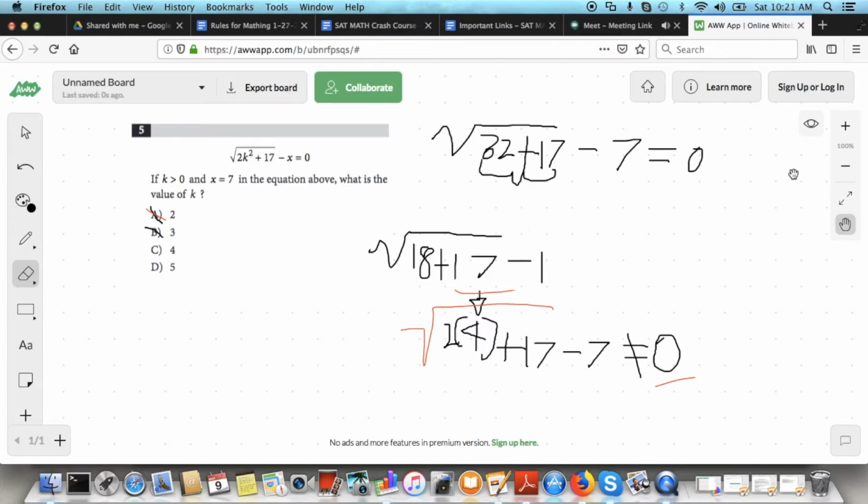So 32 plus 17 equals 49, which the square root of is 7. You got it. Minus 7 equals 0. That's it. It is C. So I think C is the answer. Questions about that, guys? Yes or no? I got that one. No? We're good? Okay. Awesome.